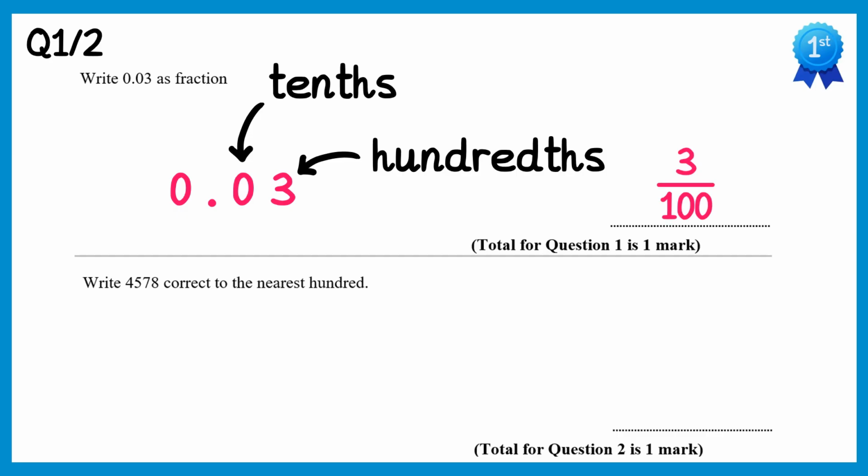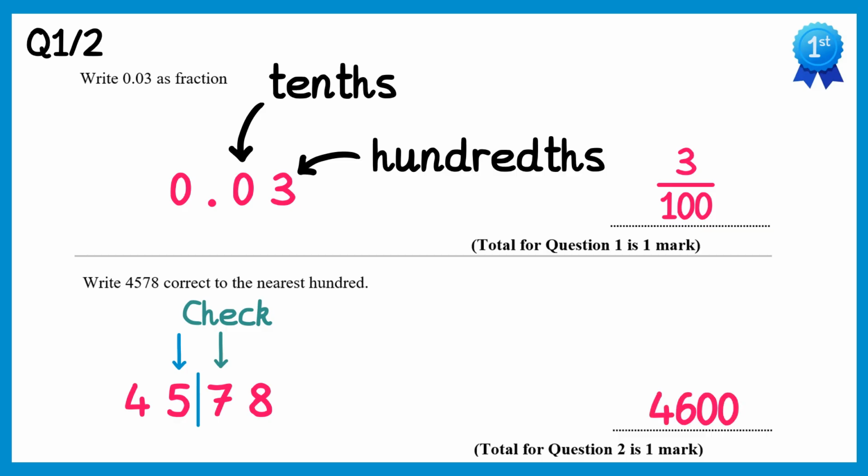For the second question we need to round 4,578 to the nearest 100. So first of all we find the number that's in the hundreds column, that's this 5 here. Then we can draw a line after that 5. And then we check the next number just in case we need to round up. So this number's a 7, which is a 5 or more, that tells us we need to round up. So the 5 that's before the line will actually need to increase to a 6, and then all the remaining digits can become zeros. So if that 5 goes up to a 6, it's 4,600.